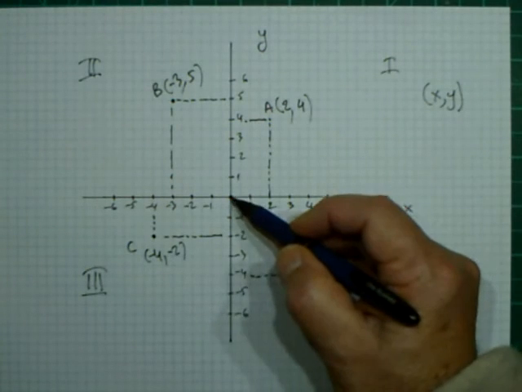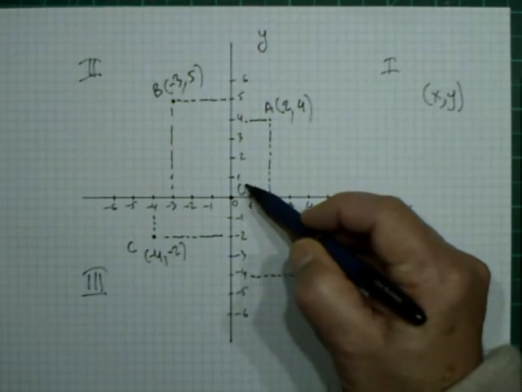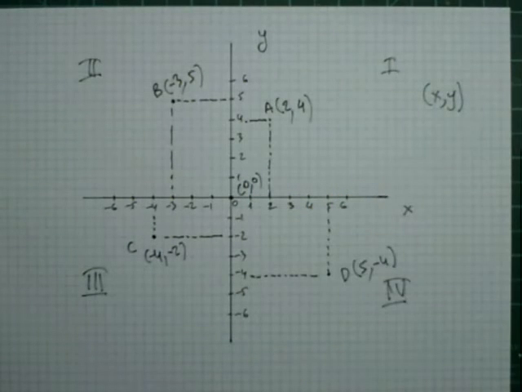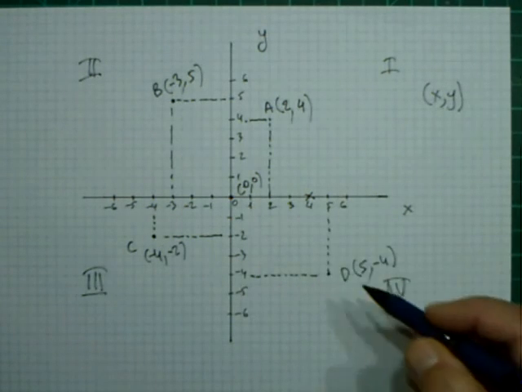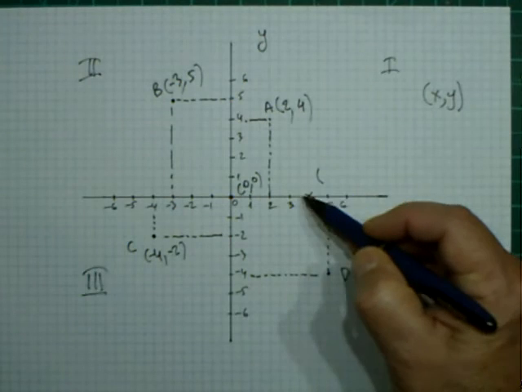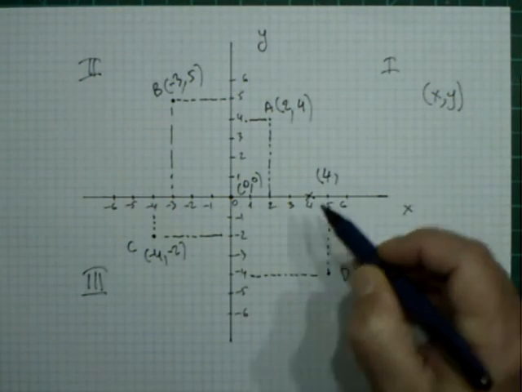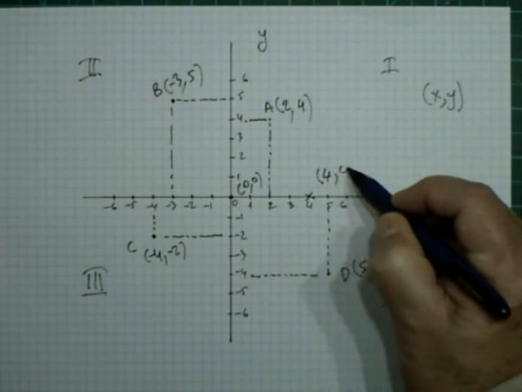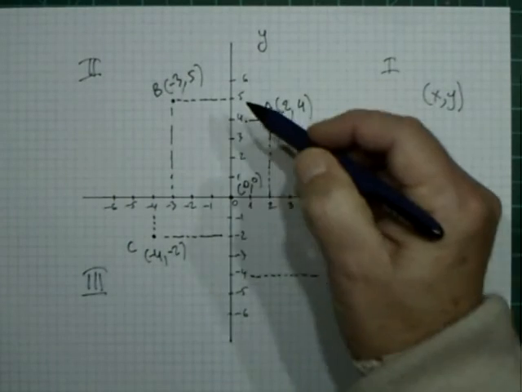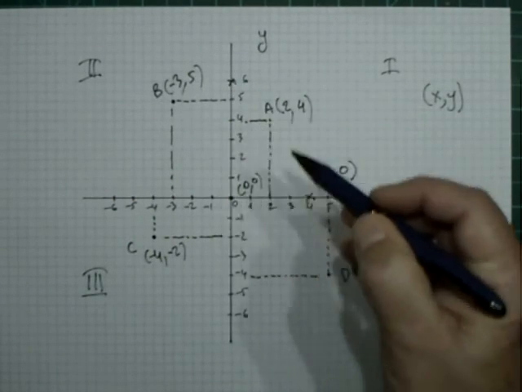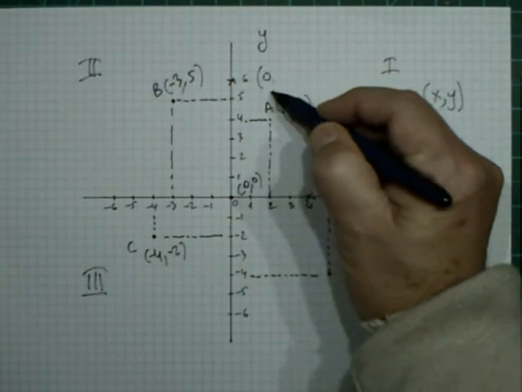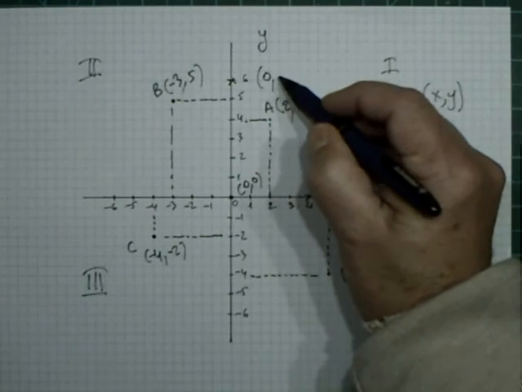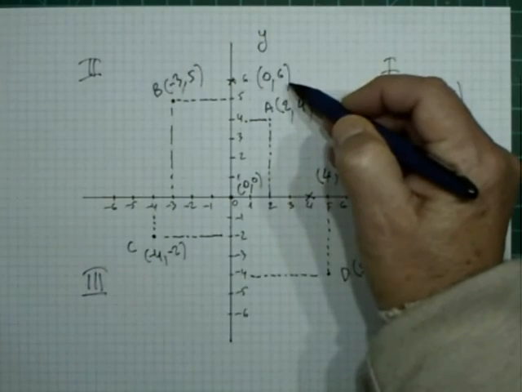This point here has coordinates (0, 0). This is the origin. Well, let's get to a point on the x-axis. This point here has abscissa 4 and ordinate 0. Okay, let's get to this point. This point here has abscissa 0 and ordinate 6.